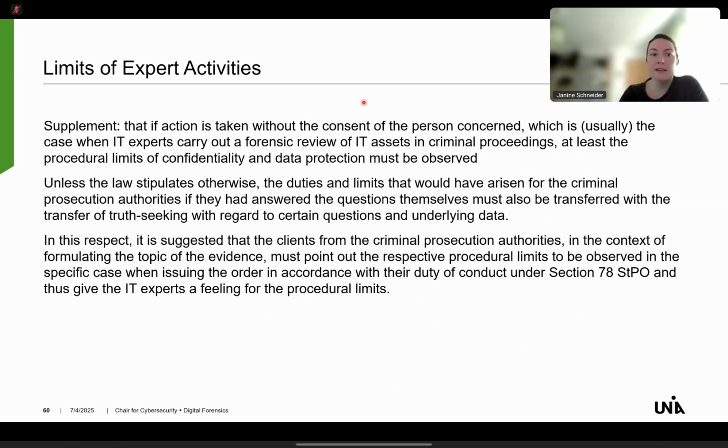For example, if action is taken without the consent of the person concerned, which is usually the case when IT experts carry out a forensic review of IT assets in criminal proceedings, because the suspect usually does not want you to dig into all of the files of the personal computer of the suspect. At least the procedural limits of confidentiality and data protection must be observed.